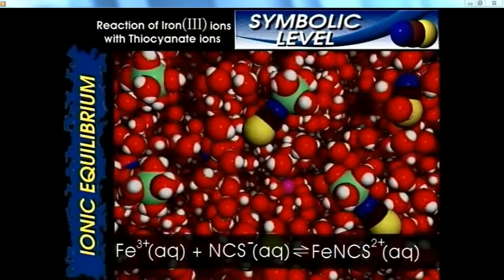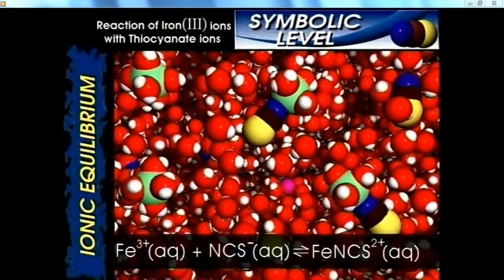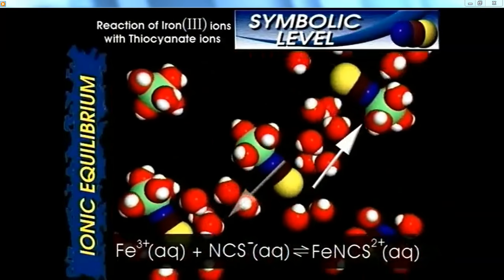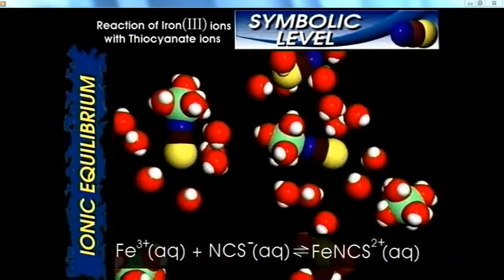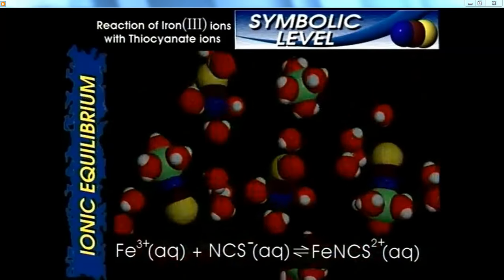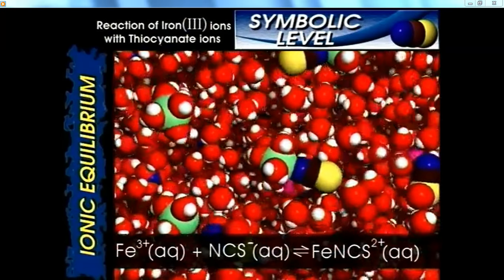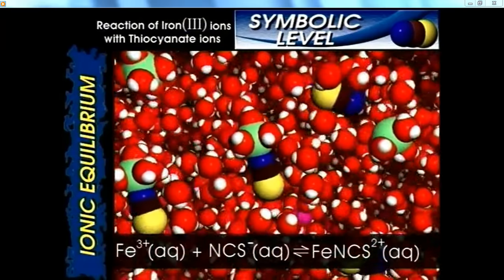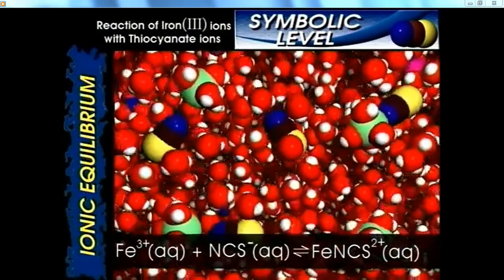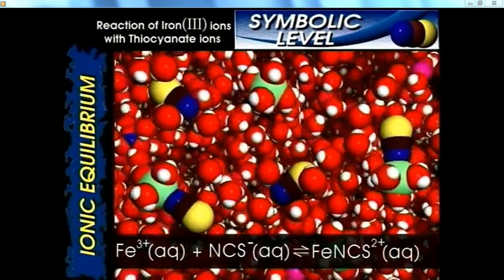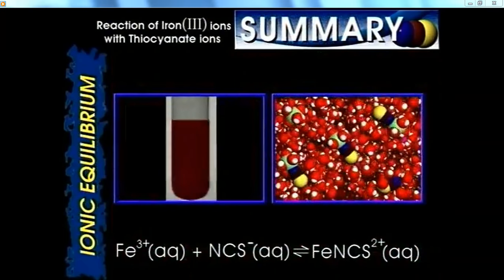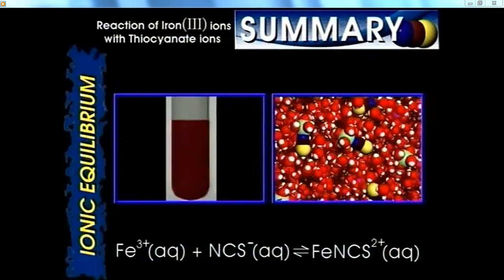Look for simultaneous formation and dissociation of complex ions. Now you can imagine what a reaction at equilibrium is like, where opposite reactions are occurring, but the overall concentrations of reactants and products remain constant. At equilibrium, iron thiocyanate complex ions continually form and dissociate, but their concentration stays constant, so the solution color doesn't change.